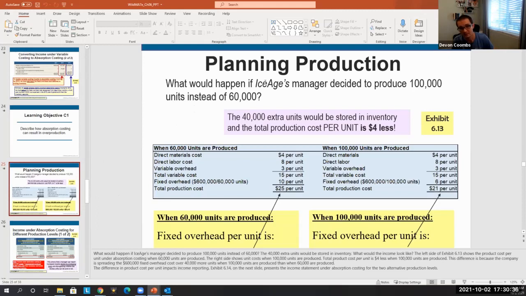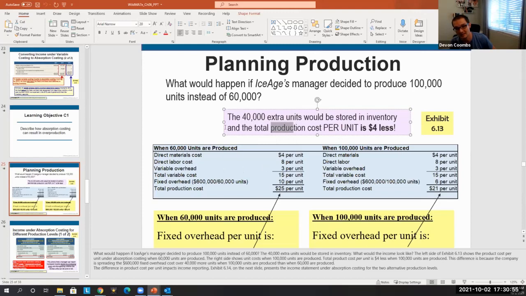So one of the ways we can test this theory that you just posed, Saeed, so it's a great theory. You have a hypothesis there. And how do we test it is, let's do a sensitivity analysis. So let's say this company, they're called Ice Age, decides to produce 100,000 units instead of 60,000.